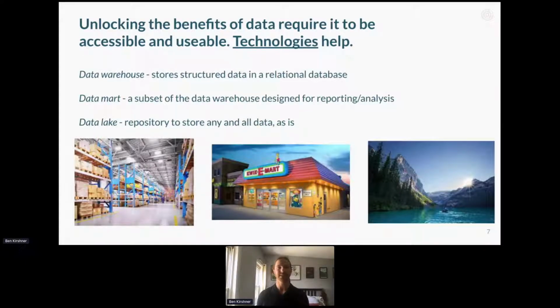The first is data warehouse. A data warehouse stores structured data in a relational database. Well, I might have just used a few more buzzwords to describe a buzzword, so let me unpack that a little bit. Structured data you can think of as any data that has rows or tables, such as a CSV file or something that would fit in Excel or Google Sheets.